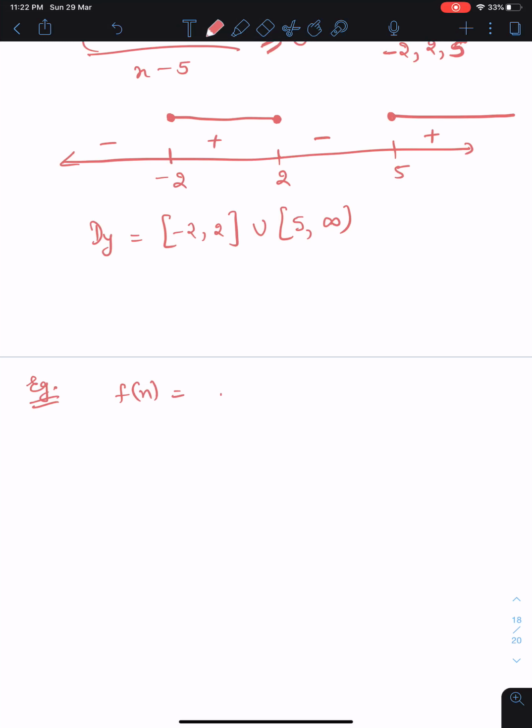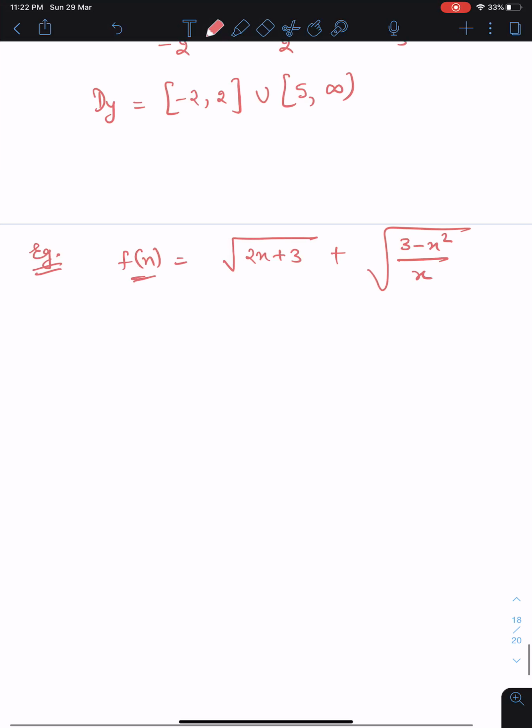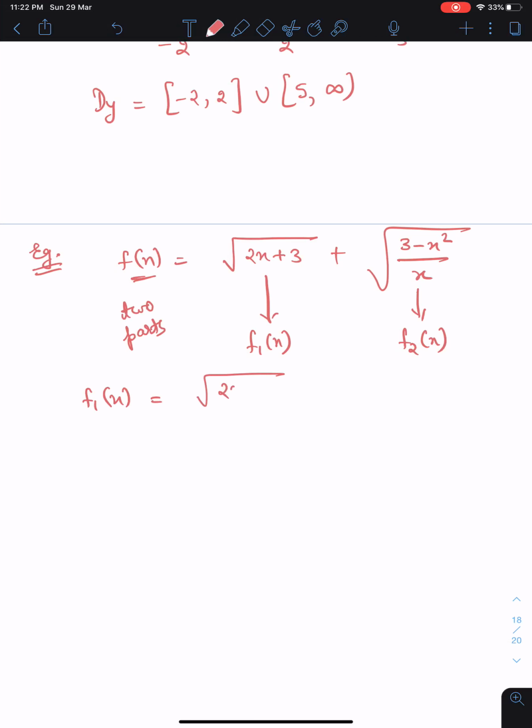f(x) is equal to under root 2x plus 3 plus under root (3 minus x square) upon x. Again, by seeing the question, I'm sure you will be afraid of how to solve this kind of question. Again, I'm telling you it is very easy. Why is it easy? I'm just splitting this question into two parts. I'm considering this as one function f1(x) and this as another function f2(x).